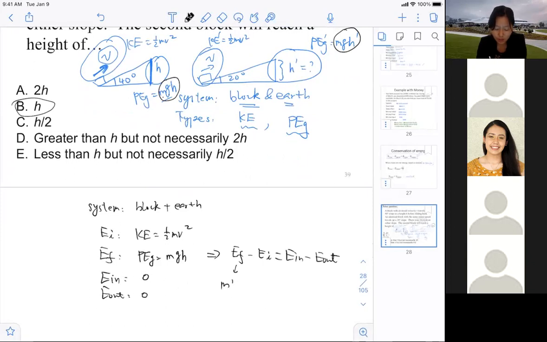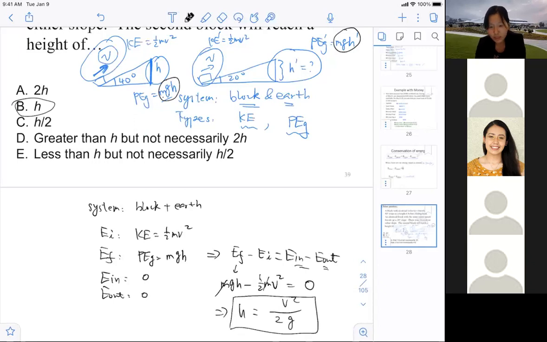The final is just mgh, initial is 1/2 mv², and there's no transfer. So the right-hand side is zero. So you can solve for the height, which is related to the velocity, h = v²/2g. So you can see that nowhere does the angle enter the equation. No matter what the angle is, as long as they have the same v, it's going to reach the same height h. Okay, so that's how we can solve for this quantitatively, but we know it has to be the same height.